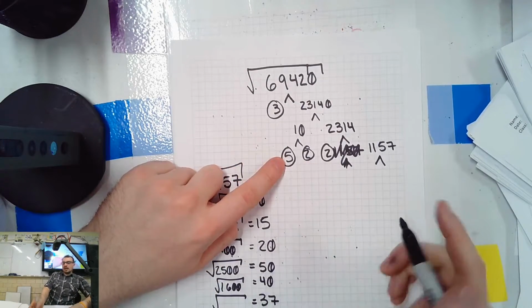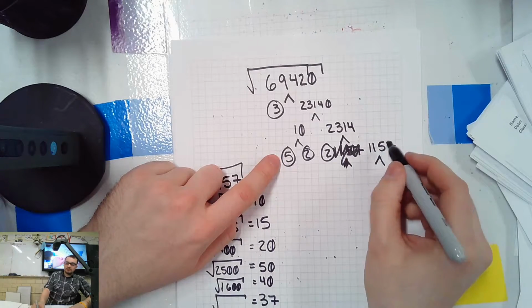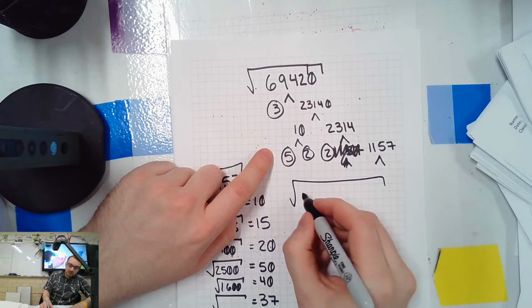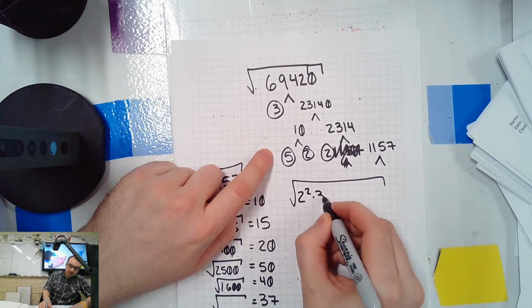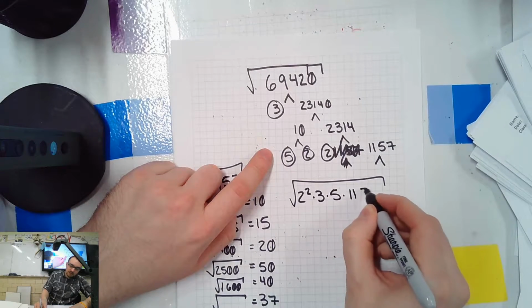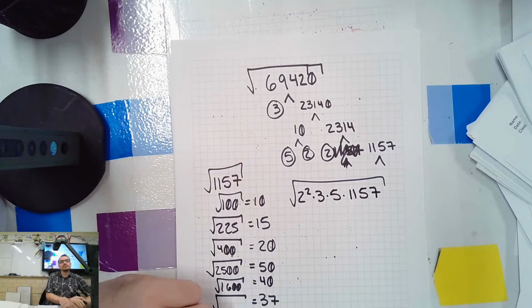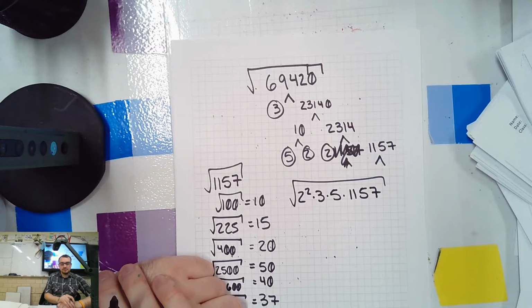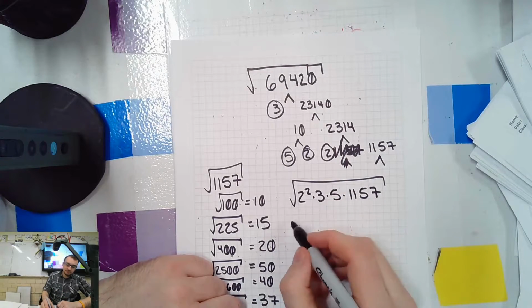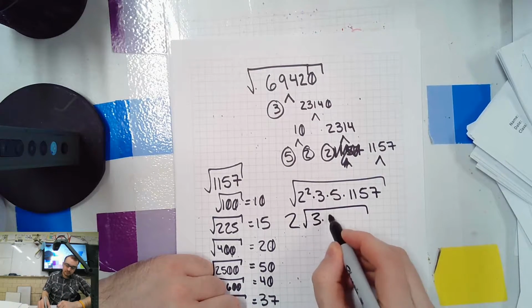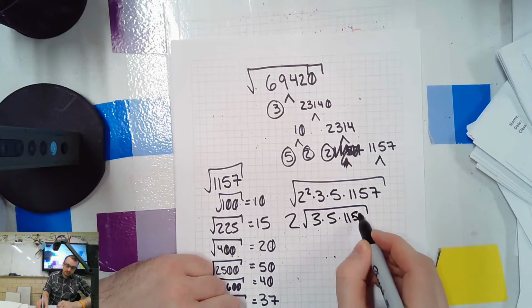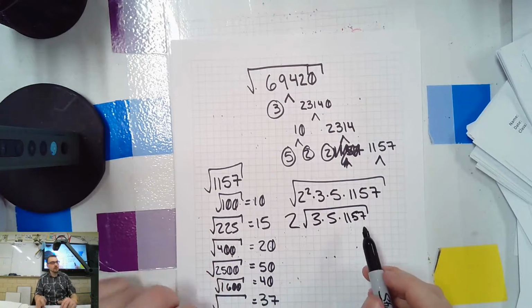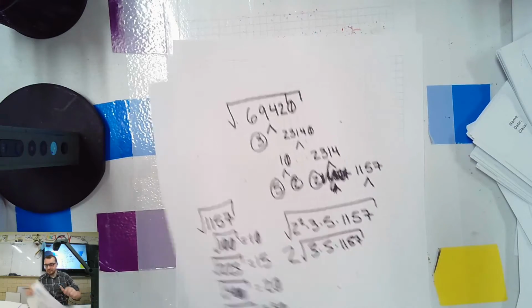So, if we stop right here and pretend this is prime, another way to write this number would be 2 squared times 3 times 5 times 1157. Pretend it's prime. Who gets out? No one. No one does, and that just stays. How about we pick a better one?